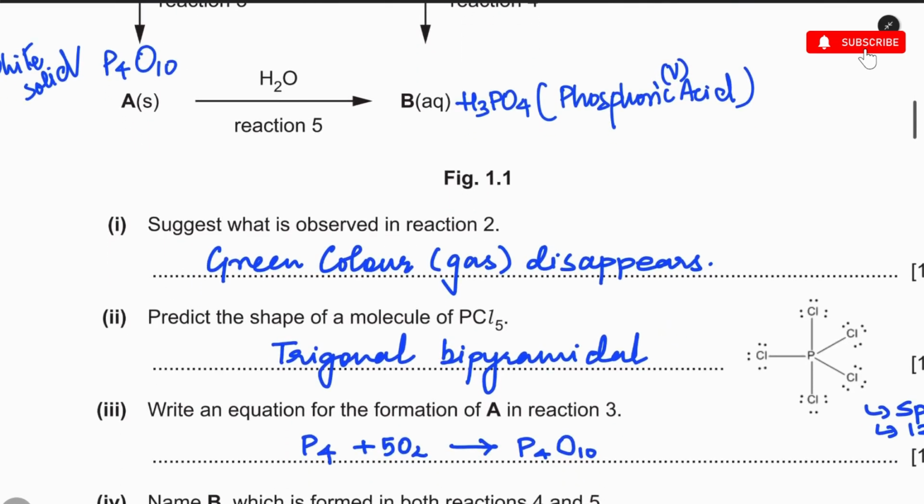So it's trigonal bipyramidal. Why? Because phosphorus comes under group number 15, which has 5 valence electrons in its outermost shell. So it will combine with 5 Cl atoms forming 5 bonds. Now if you see the structure, it comes as bipyramidal geometry.